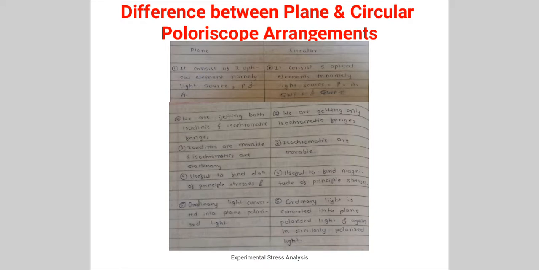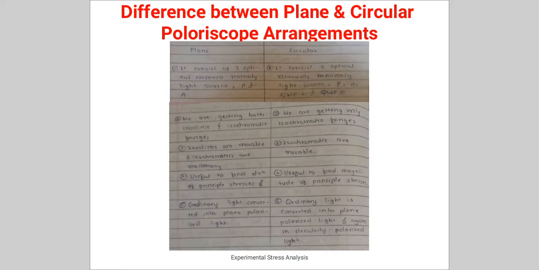In the circular polariscope, the ordinary light is converted into plane polarized light by using the polarizer, and then that plane polarized light is converted into circular polarized light by using quarter wave plate number 1, and then that circular polarized light is again converted into plane polarized light by using quarter wave plate number 2. That means whatever light is present between quarter wave plate 1 and quarter wave plate 2 is called circular polarized light in the circular polariscope arrangement.